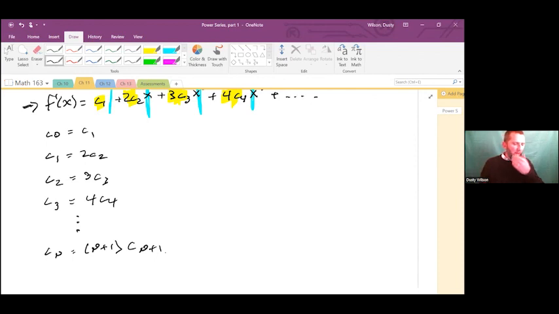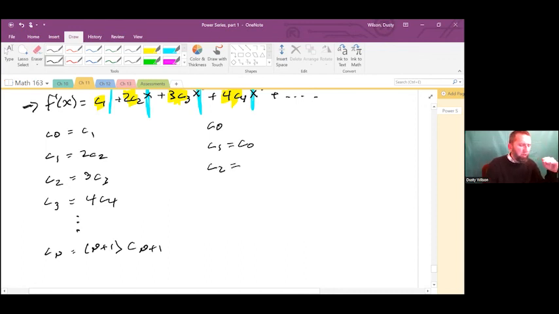Okay, let's see if we can understand where to go from here. Let's see if we can put everything in terms of C0. So if we want to put everything in terms of C0, notice we're going to start with C0, and then we know that C1 also is the same as C0. And how about C2?